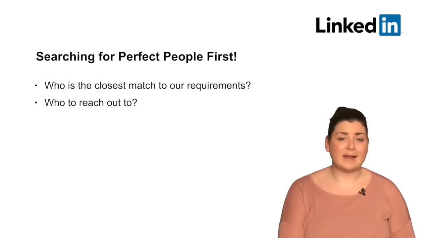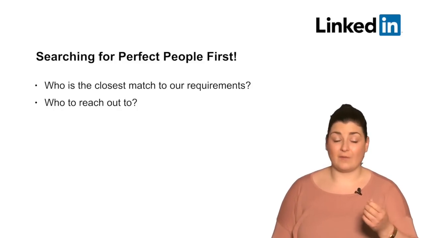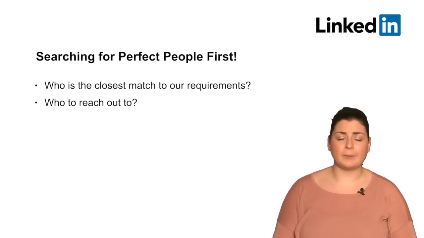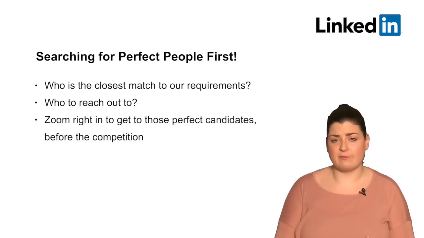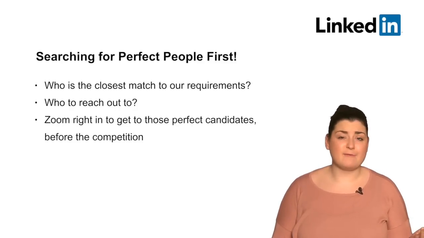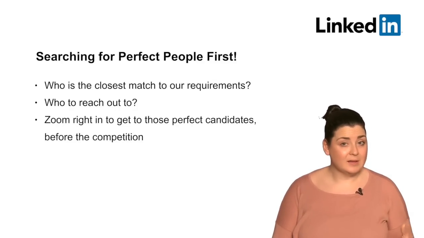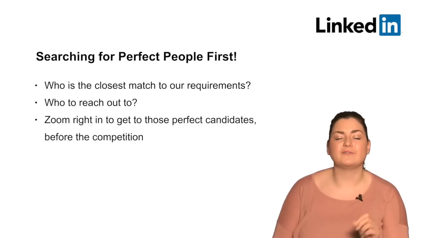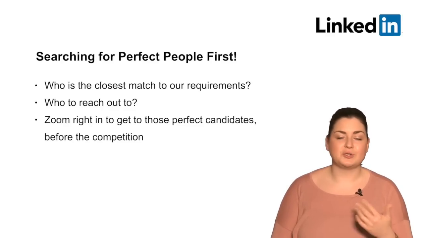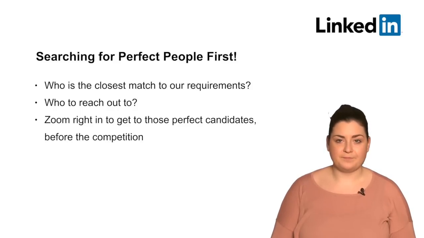For example, those who we're connected with, those who are at the ideal companies which we'd like to hire for. But really zoom right in to get to the perfect candidates before your competition. Yeah, there might be 40,000 people out there with that skill, but I want to get to the perfect subset of 20 individuals who are perfect for this role, who I can reach out to straight away, start a conversation and get them involved in the process.